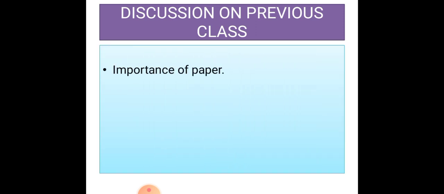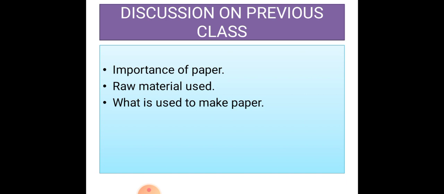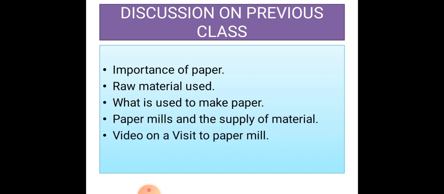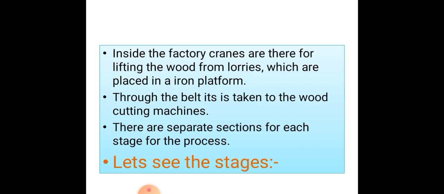So let's begin the class with a quite small discussion about the previous class, what we have learned. So we have learned about the importance of paper, raw material used. I hope you remember it's wood, the main ingredient, we can say. And what is the use to make paper mills and the supply of material, how do we get it, and also a video on a visit to a paper mill. So we'll see the stages.